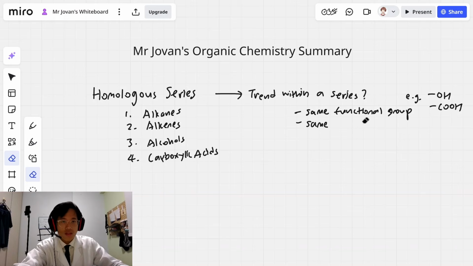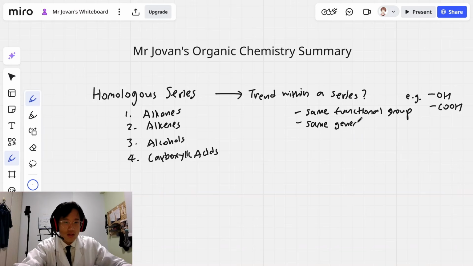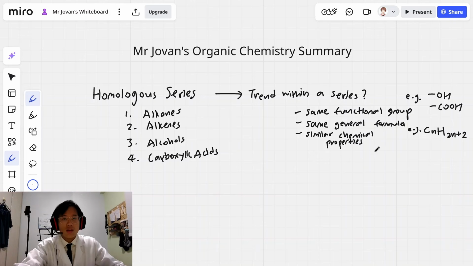Next, they all have the same general formula. For example, in alkanes, the general formula is CnH2n+2. We'll go more in depth later for each individual one. Next, within each homologous series, they have similar chemical properties. These chemical properties come about from the functional group. Since in each homologous series they have the same functional group, therefore they have similar chemical properties.